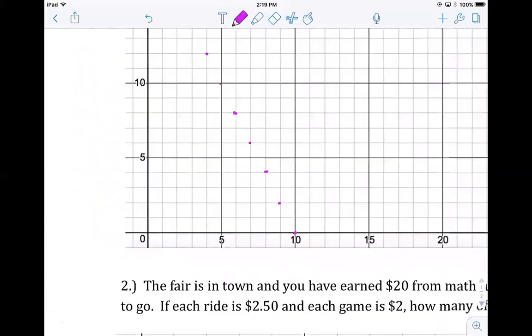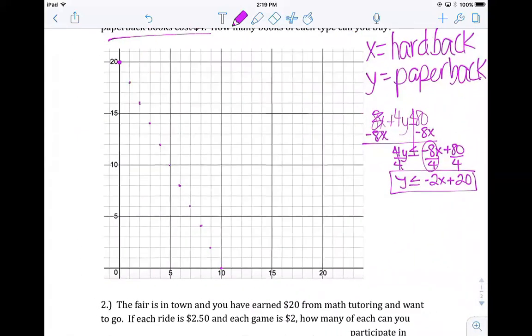Okay. Now that those points are plotted, we want to see, all right, is this a dotted or a solid line? So we're looking at that inequality symbol. If you notice, it has that line underneath, the little alligator mouth. So that means this is a solid line. So we are going to connect those points. I'm going to try to do it as straight as I can. There we go. And we are going to have our line.